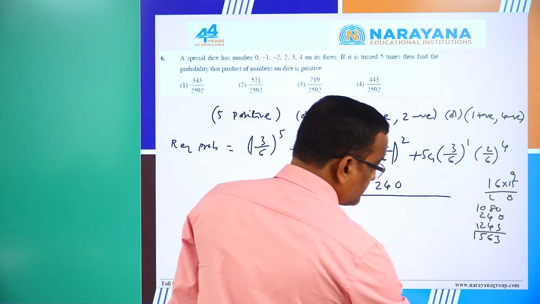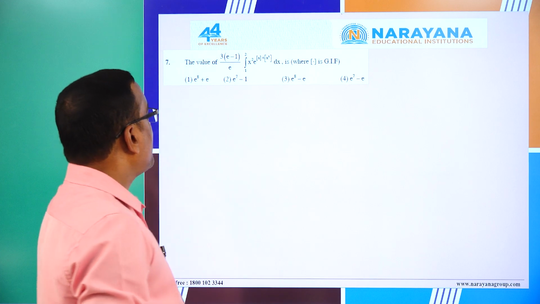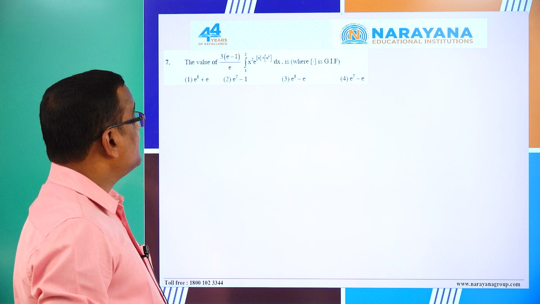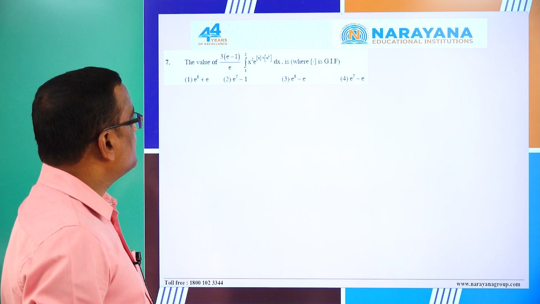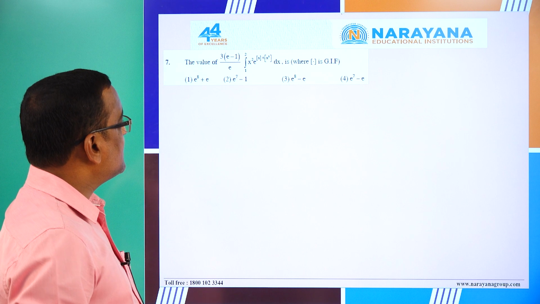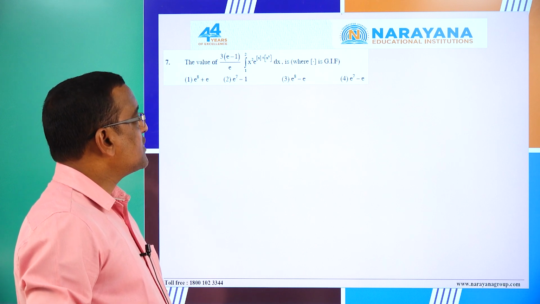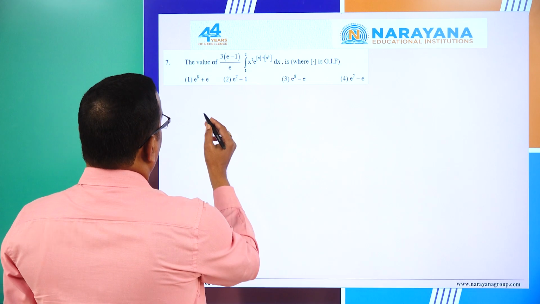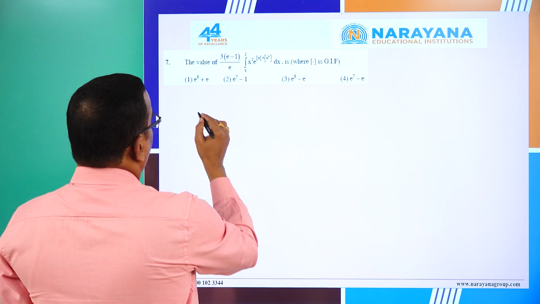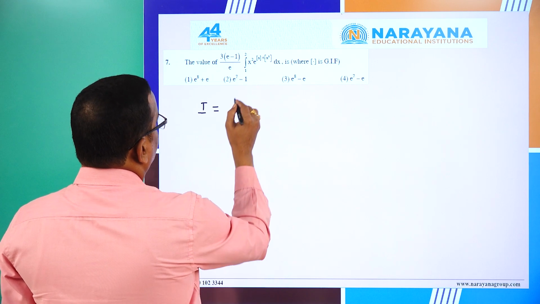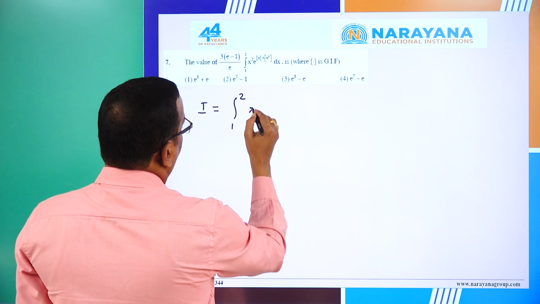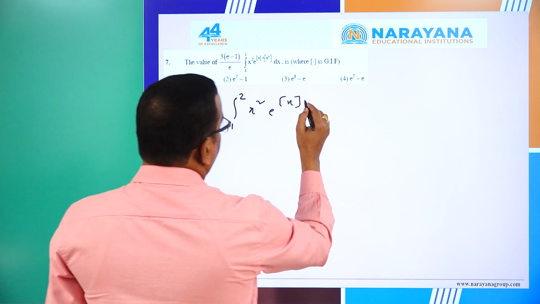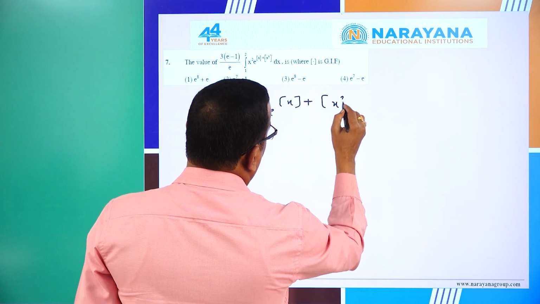And coming to the next, the value of 3 into (e minus 1 by e) integral 1 to 2 of x squared into e to the power of the integral part of x plus the integral part of x cubed. The given limit can be written like this. First take this part: integral 1 to 2 of x squared into e to the power of the integral part of x plus the integral part of x cubed.